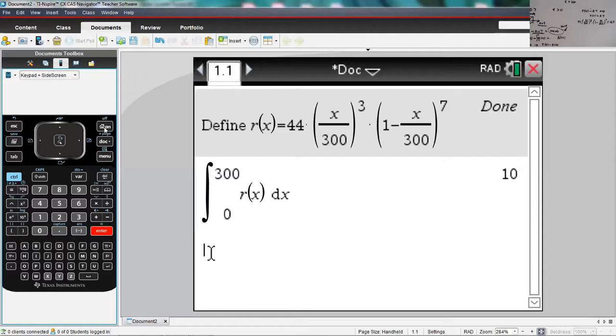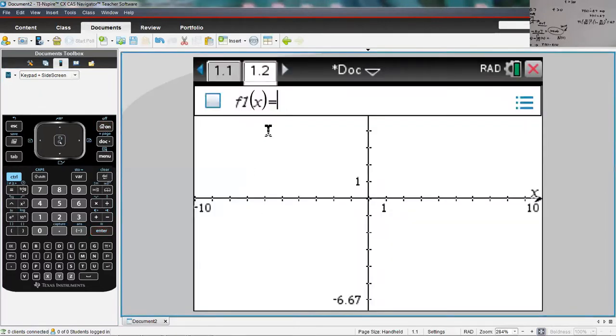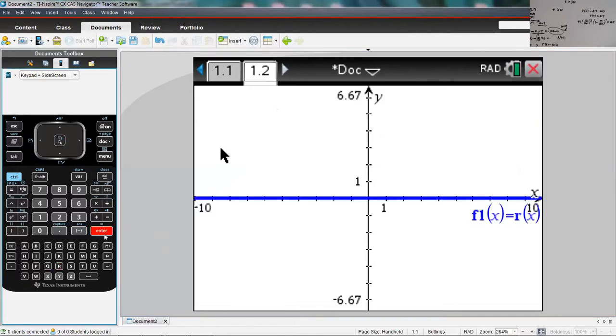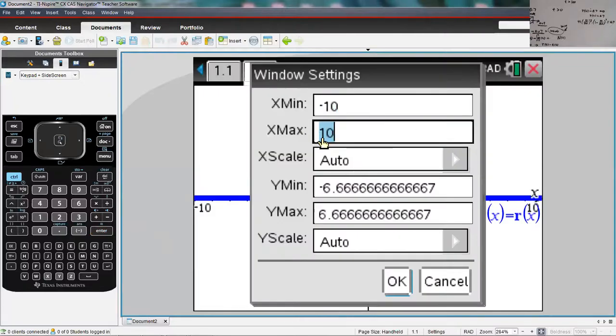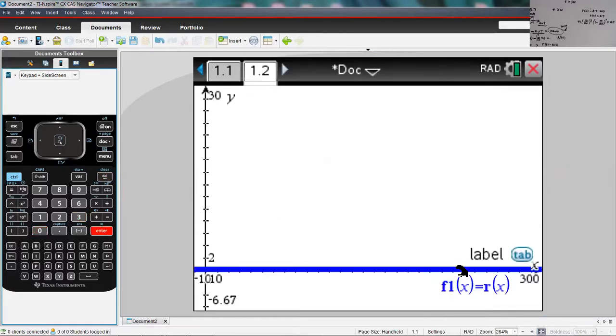So let's suppose I want this graph. I put here a graph, and then I put here R of X, right? And I get my function. Obviously, I have to adjust the window: menu, window zoom, window settings. This runs to 300, so I'm going to put 300. And I'm going to put here a 20 or 30, that was the number I had. Enter. Oh, what happened here?